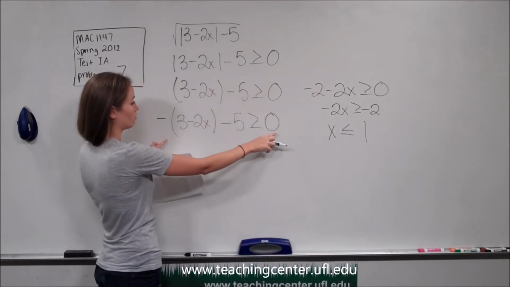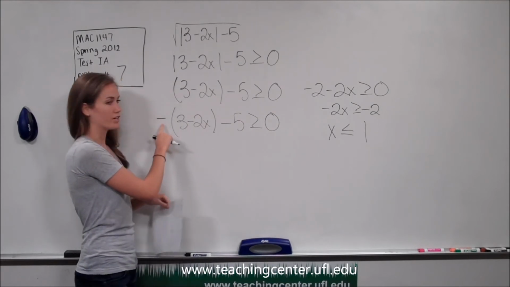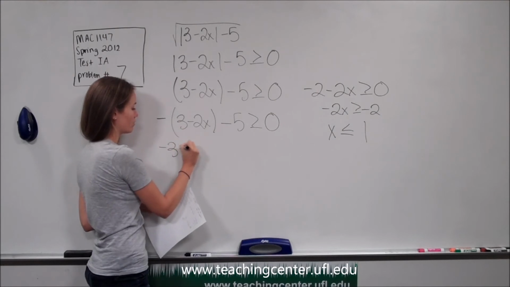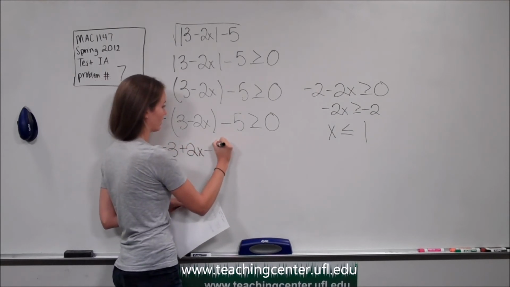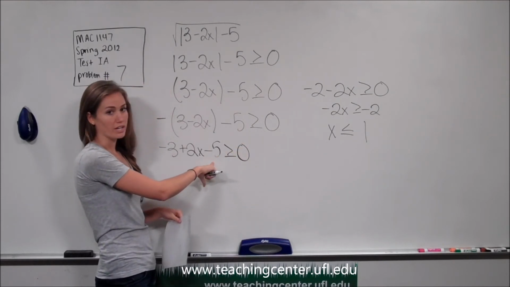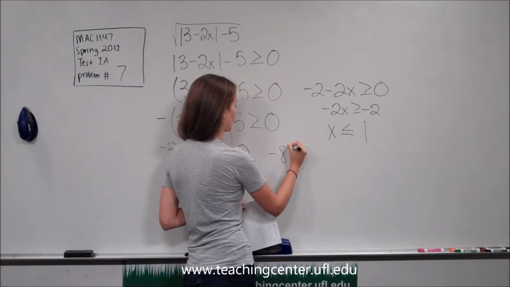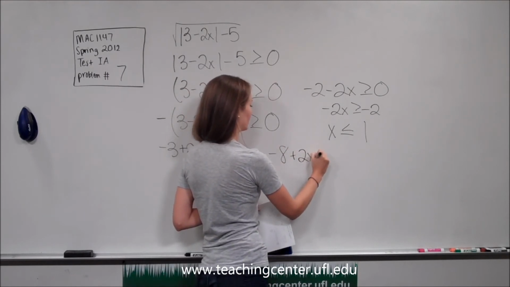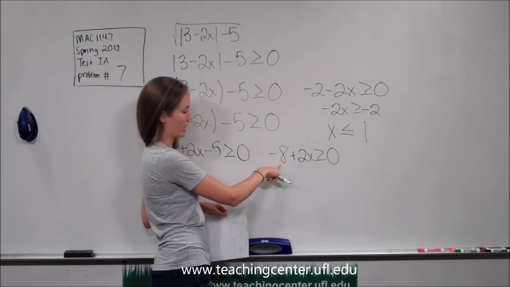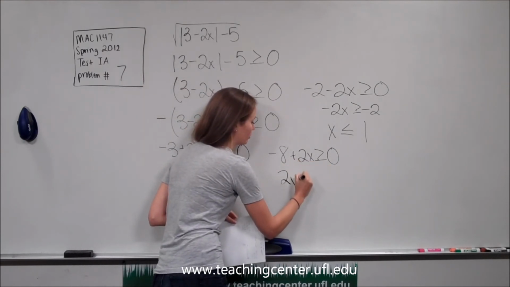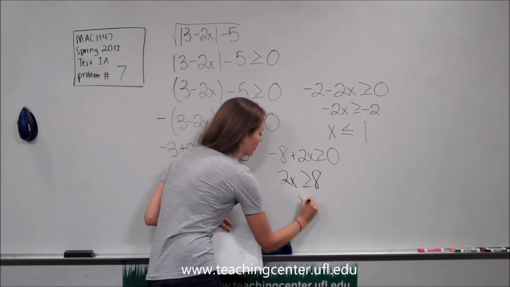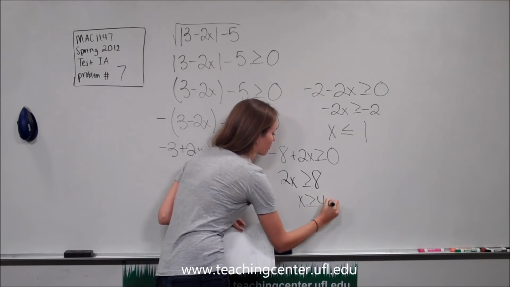And now we need to solve this inequality. What we want to do first is distribute this negative sign into the parentheses. So we get negative 3 plus 2x minus 5 is greater than or equal to 0. We can combine our negative 3 and our negative 5, so we have negative 8 plus 2x is greater than or equal to 0. And so we're going to add our 8 onto both sides, so we get 2x is greater than or equal to 8. And then if we divide by 2, we get x is greater than or equal to 4.